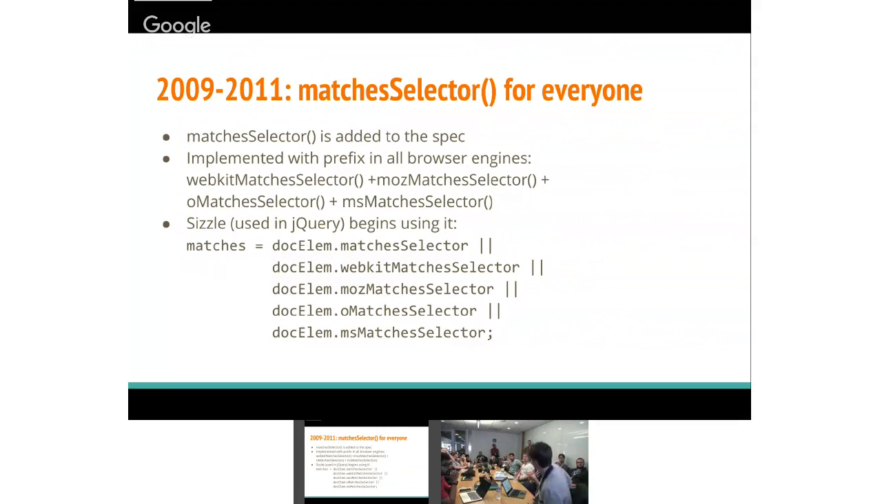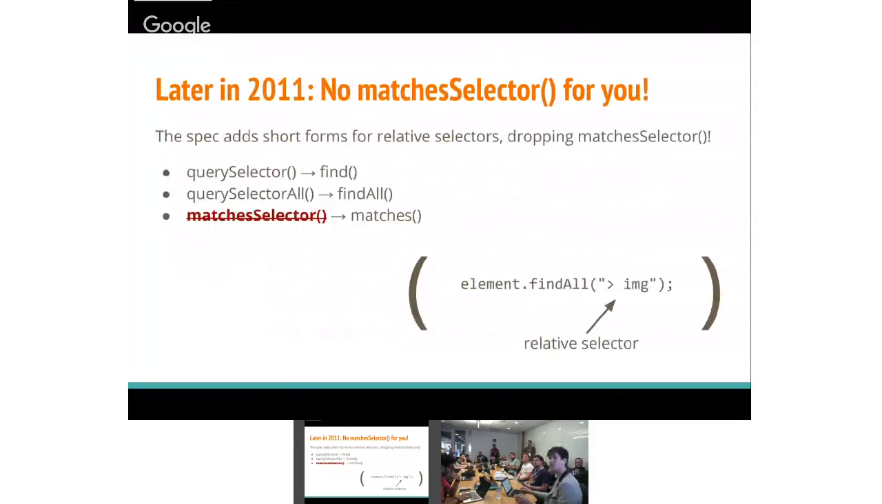jQuery has a selection engine, and part of that is Sizzle. This functionality is important for that, and so obviously they put that in as an optimization. And so in 2011, it looked quite good. They used the unprefixed one and used all the fallbacks. At the time, it couldn't really have been any better for a feature, but quite soon things got worse.